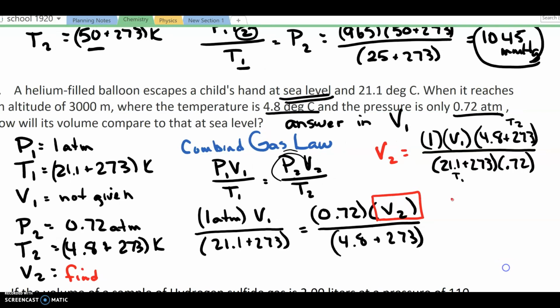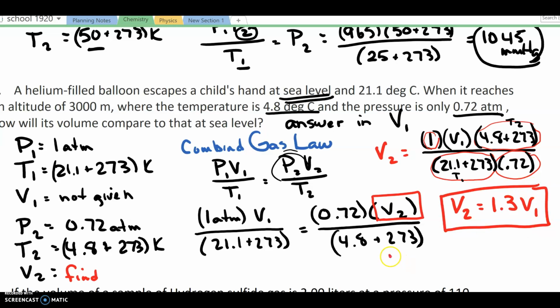And so this comes out that my V2 is, how do you put V1 in your calculator? You don't. I did 1 times this divided by this divided by that sum, and it came out to be 1.3 V1. V1's just still there. What does this mean? Volume 2 is 1.3 times bigger than V1. So that pretty much means it doesn't matter what my first volume is, it's always going to be 1.3 times bigger.